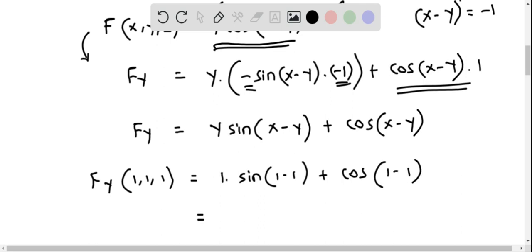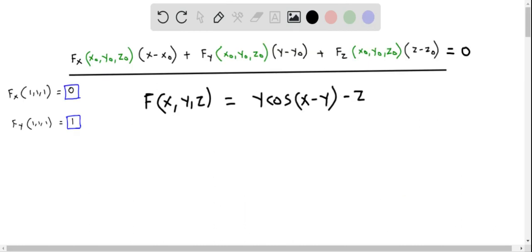And so this equals, sine of 1 minus 1 is sine 0, and sine 0 is 0. So therefore the first term is 0, plus cosine of 1 minus 1, that is cosine 0. And so this equals 1, since cosine 0 is 1. So we have determined this partial derivative of function f with respect to y at the point (1, 1, 1) equals 1.